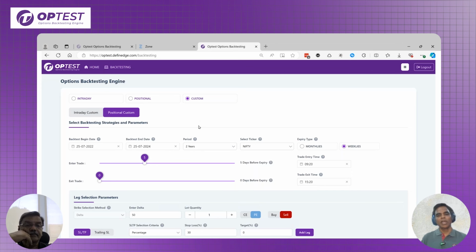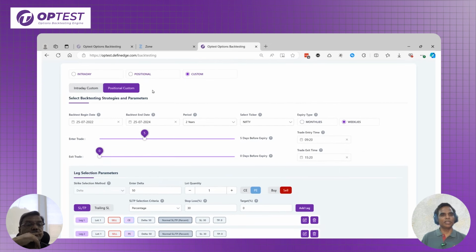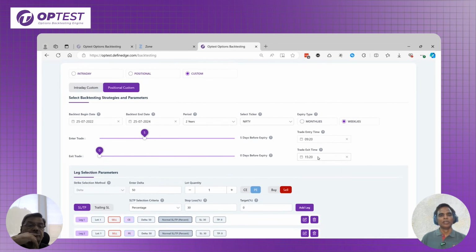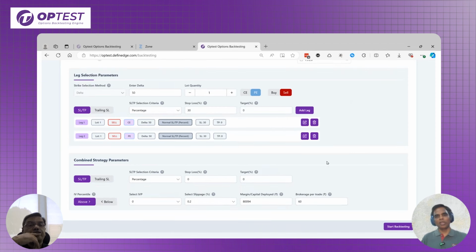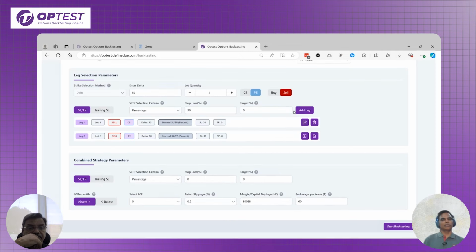And similarly, you can do custom backtesting in the positionals also. It's pretty similar to the other positional that I've explained before. And here, you can also edit. For example, if you did a backtest and want to go back and change the delta, or change the stop loss at individual level, or change to trailing stop loss, you can do all those and again start backtesting.